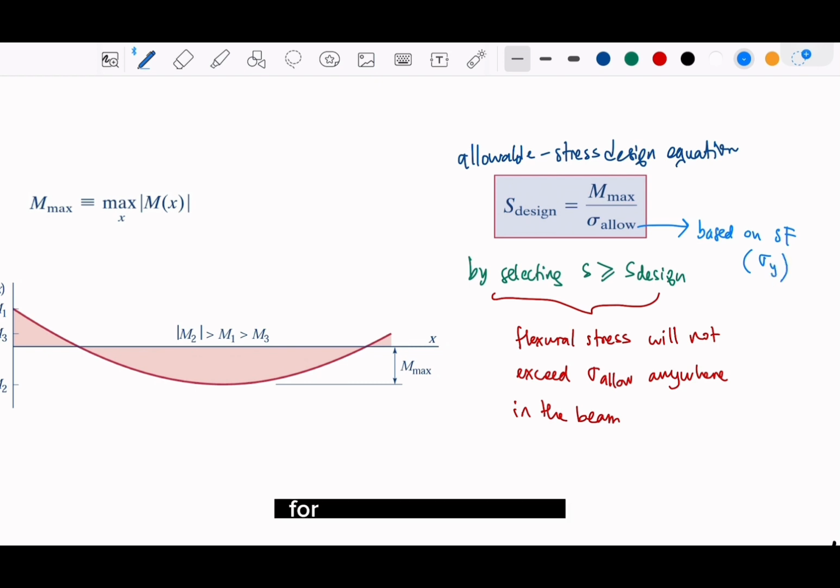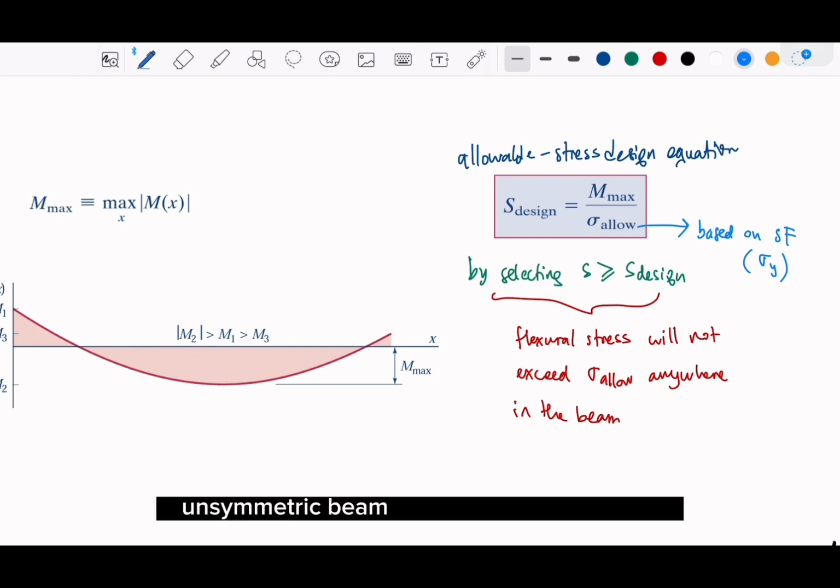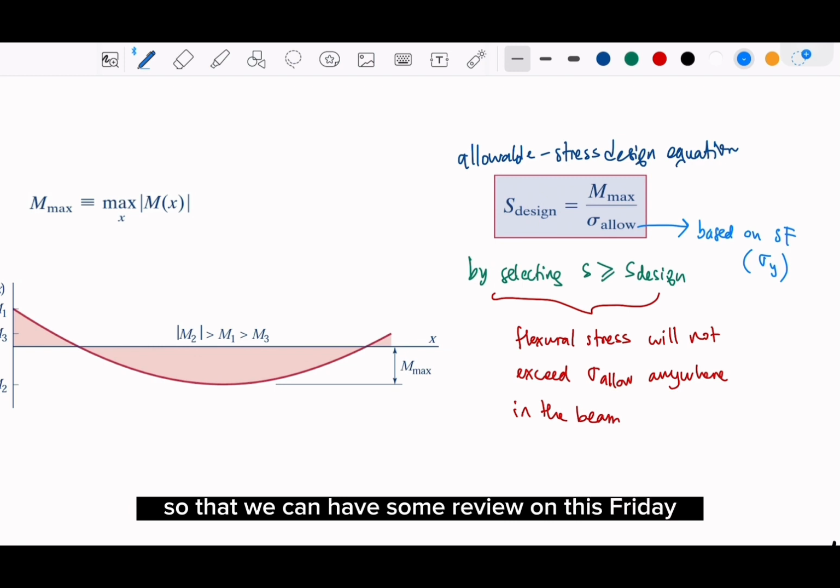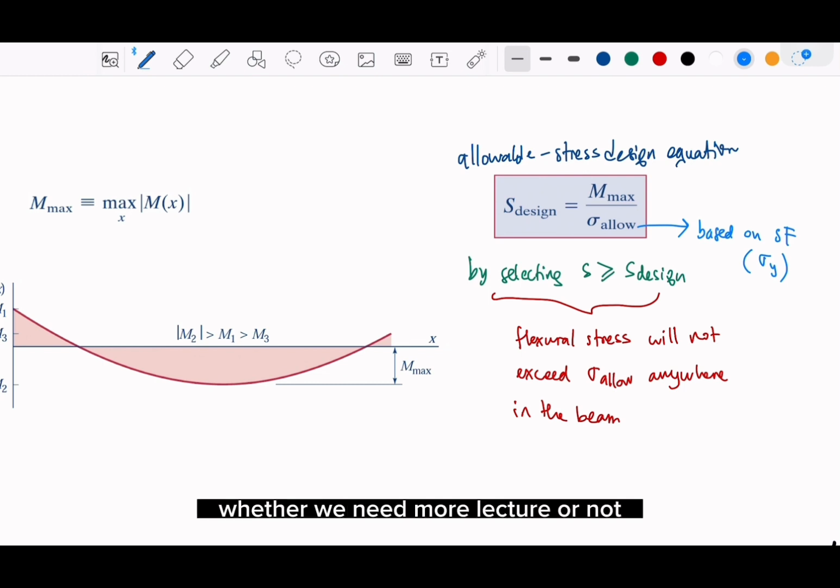Okay, I think for the other sections, that is flexural stress in non-homogeneous beams and unsymmetric bending, I don't think we have much time to explain all. So the final exam, I think, is up until the flexural stress. I will try to compose some exercises by this week so that we can have some review this Friday. For a 1 hour review, maybe 2 questions for this part. And if we need, we may have another lecture next week. If not, then no lecture. We are going to find out this Friday whether we need more lectures or not.